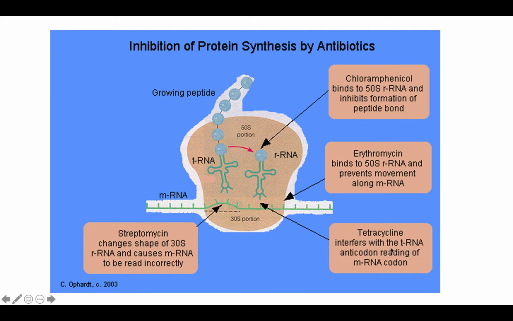Tetracycline interferes with the tRNA anti-codon reading. مش عندك codon اللي هو على الانتي-codon that reads these 3 nucleotide bases that read the codon. نتذكر حكينا بالgenetics. So this codon anti-codon reading would be prevented by tetracyclines. And the streptomycin would change the shape of the 30S RNA, causing the reading to become incorrect and error prone.